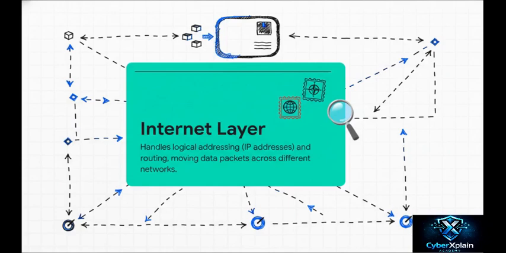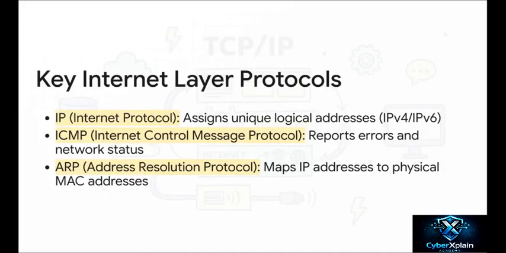It takes those segments from the transport layer, puts them into packets, and then stamps each one with a source and a destination IP address. Then its main job is to route these packets across the huge, complex networks of the internet to find the best and most efficient path. The star player here is IP, the Internet Protocol, which gives every single device on the network its unique address. You've also got ICMP, which is kind of like the network's error reporting system, and ARP, which helps connect that digital IP address to the physical hardware for that very last step of the delivery.